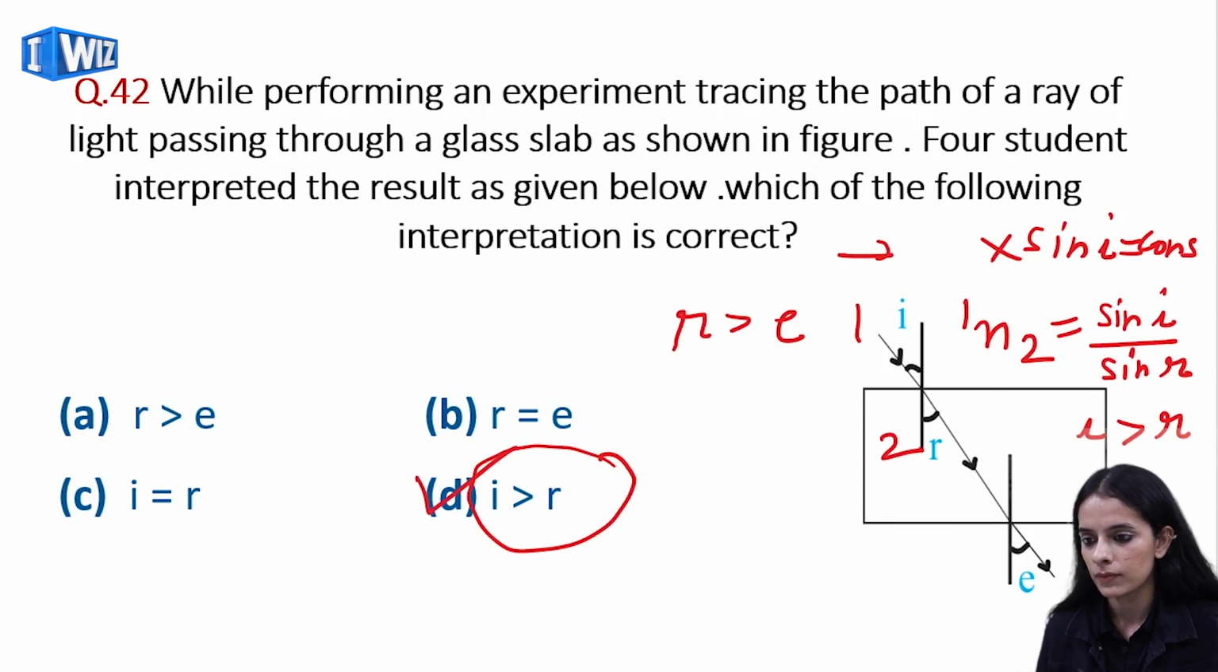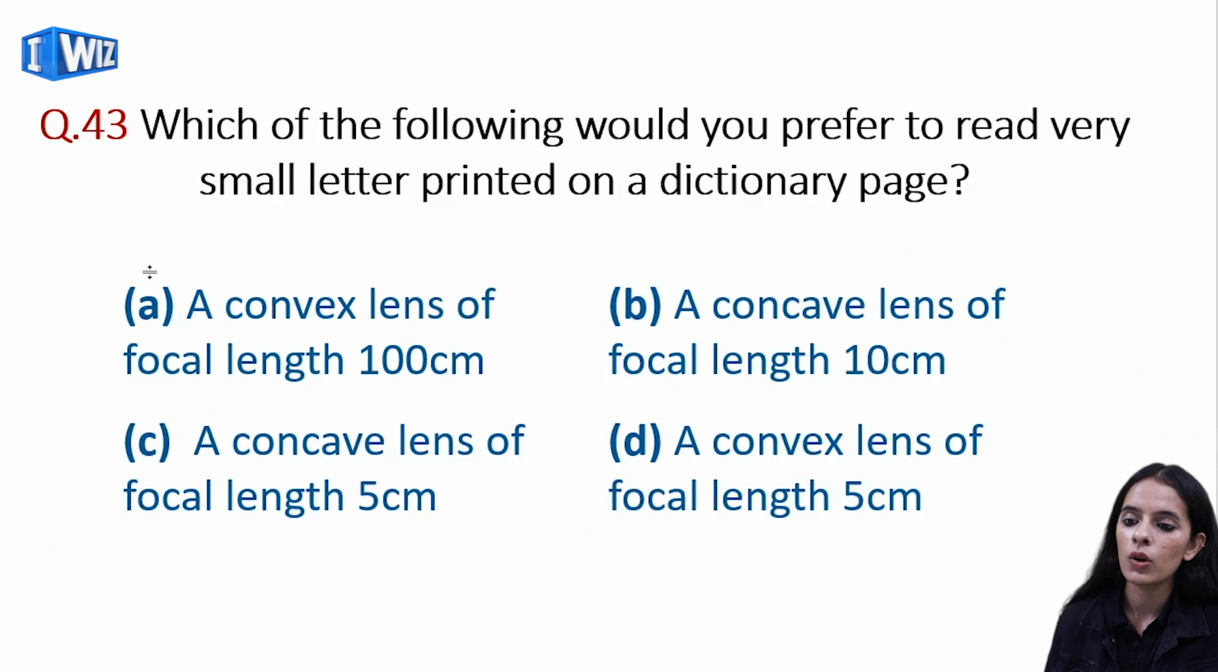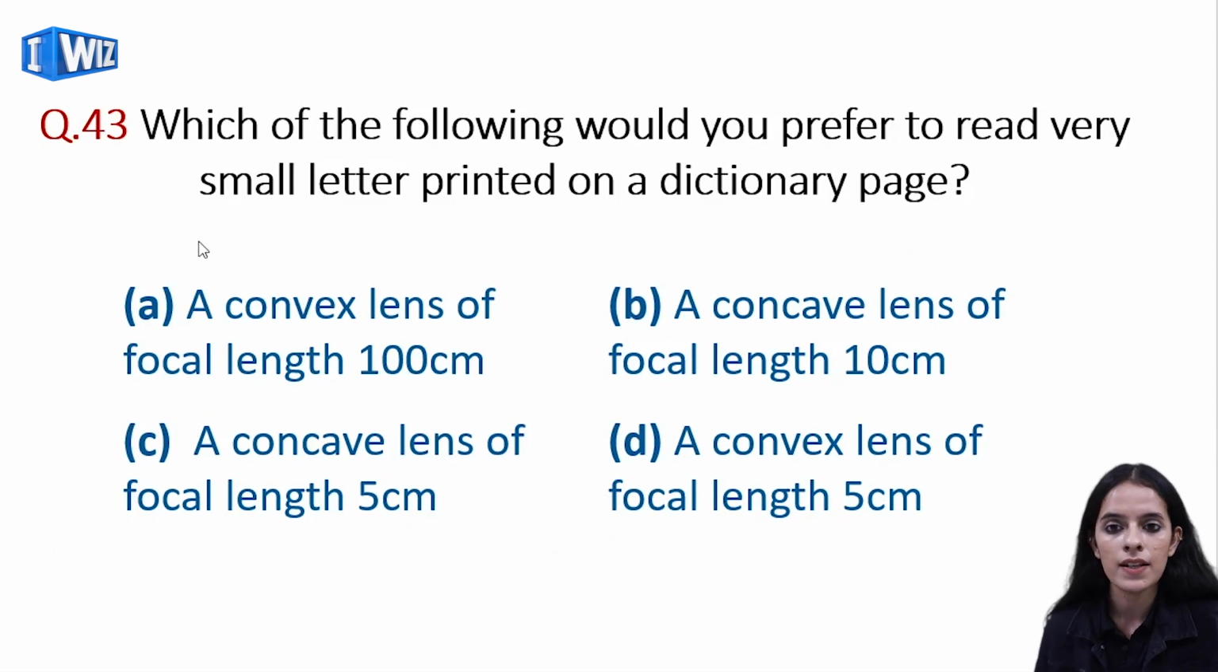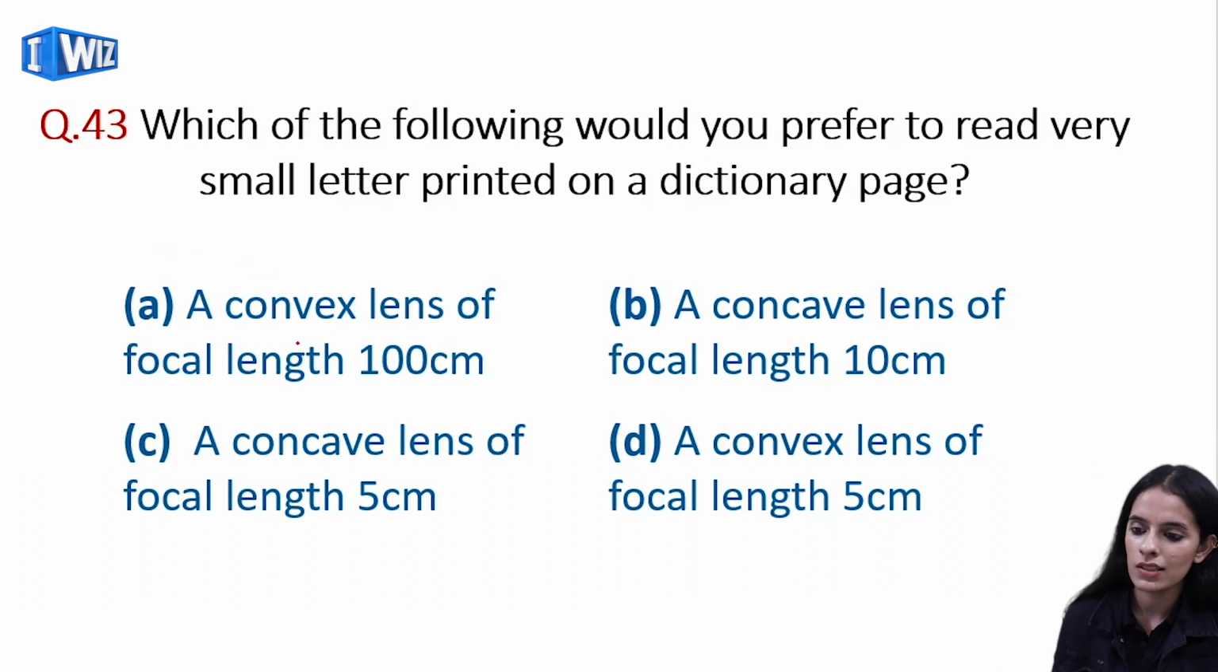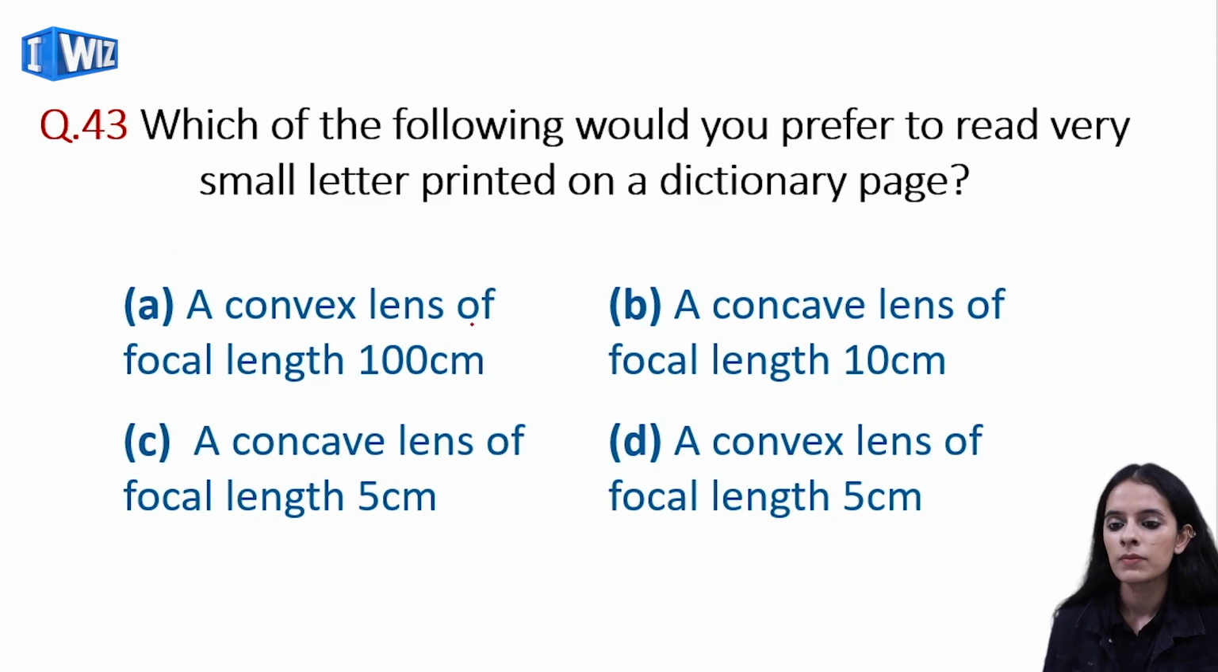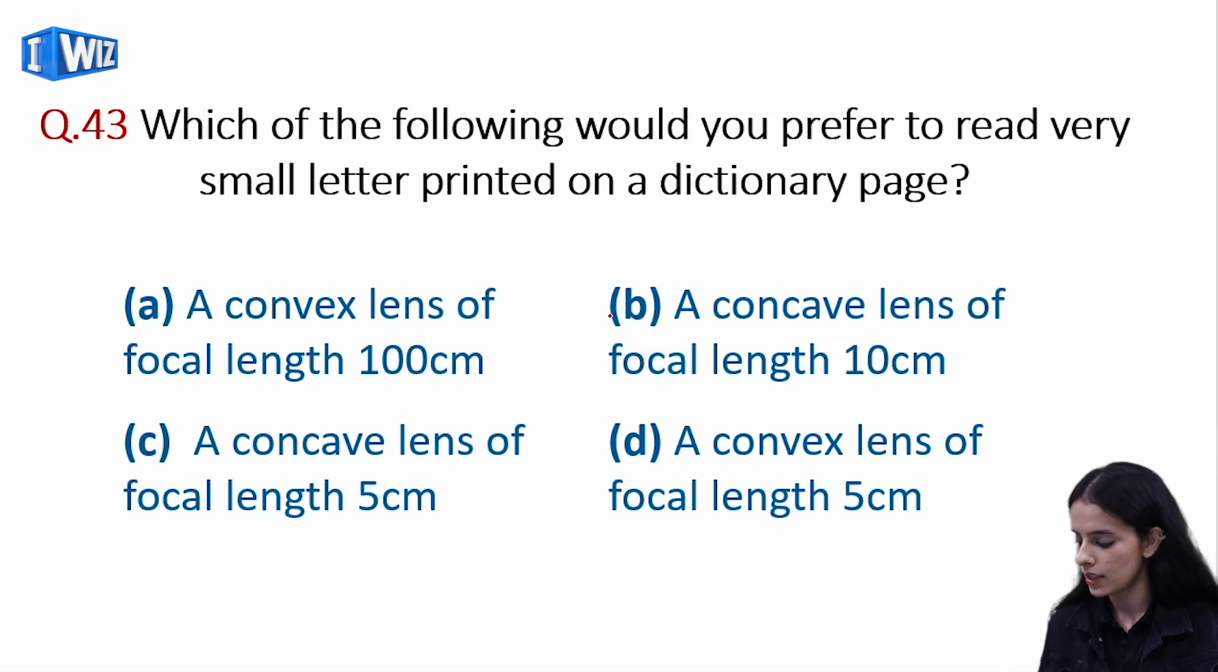D. Next, which of the following would you prefer to read very small letters printed on a dictionary page? Very small letters, to focus on very small letters so that we can see them, read them clearly. We will use which type of lens? A convex lens of focal length 100 centimeter, a concave lens of focal length 10 centimeter, a concave lens of focal length 5, a convex lens of focal length 5 centimeter.